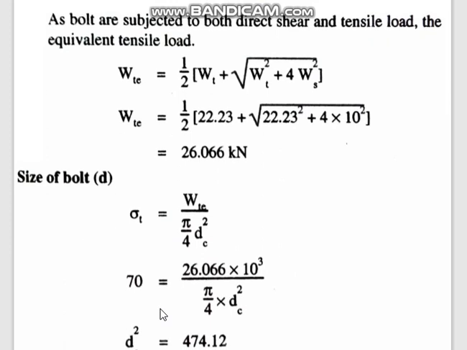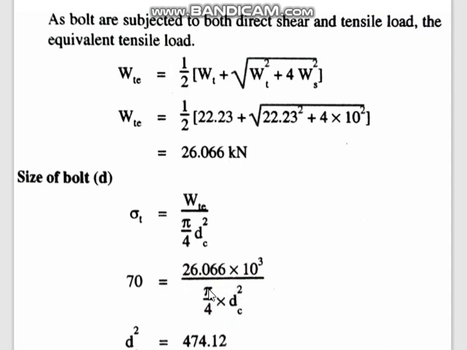Now, sigma t is equal to load upon area. Load is the effective load, this one. Area is pi by 4 dc square. So, sigma t is given as 70. And the load we have found out is 26.066 into 10 cube because it is in kilonewtons.